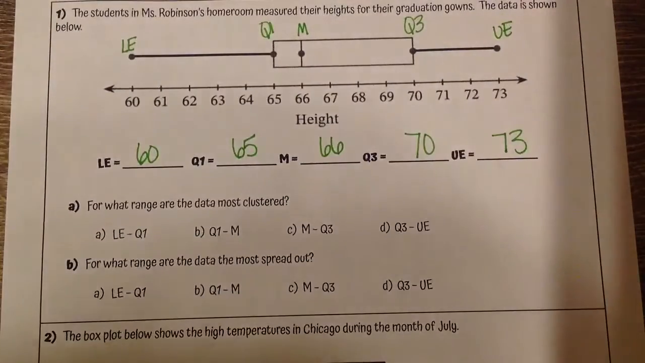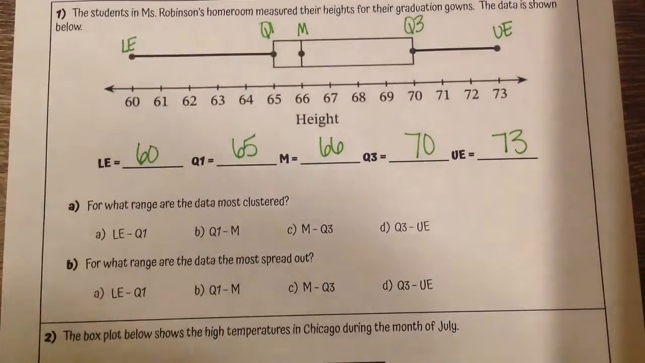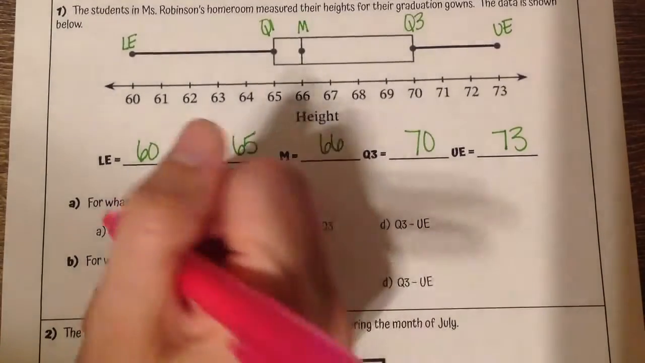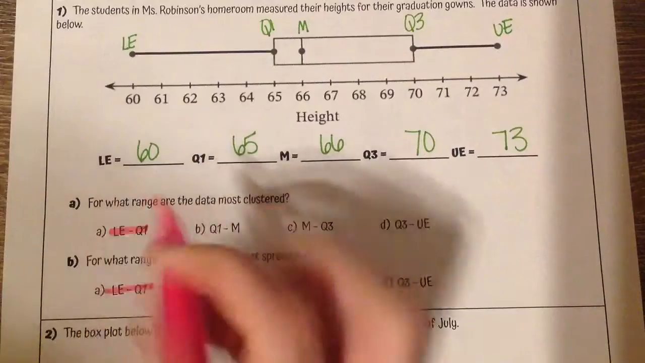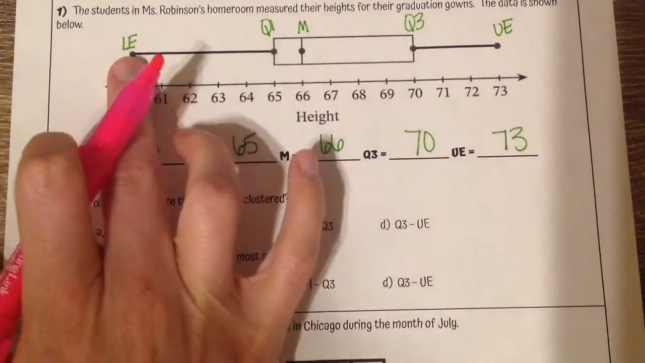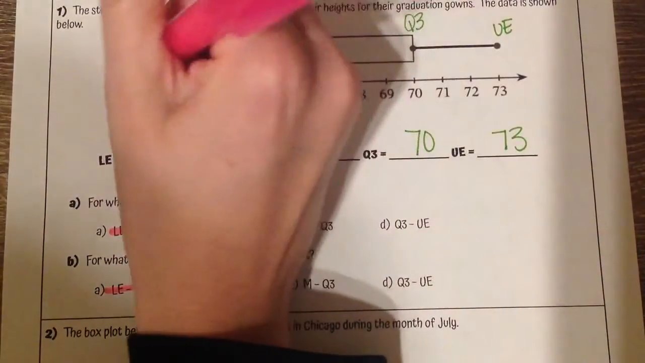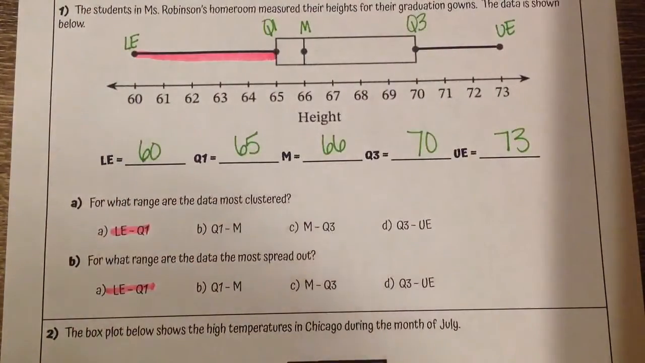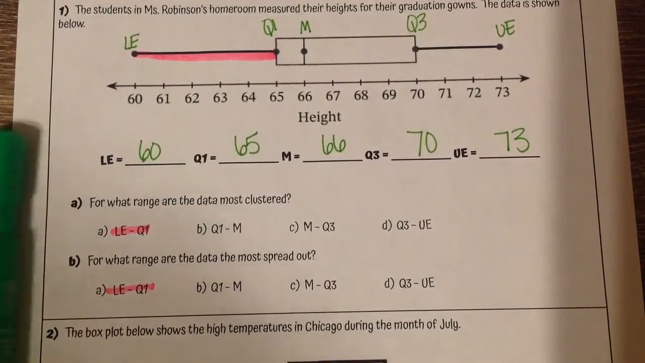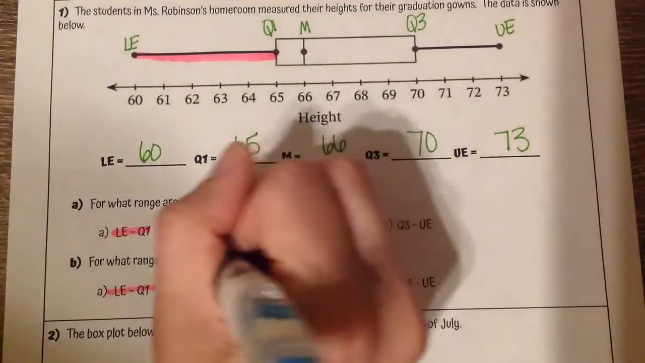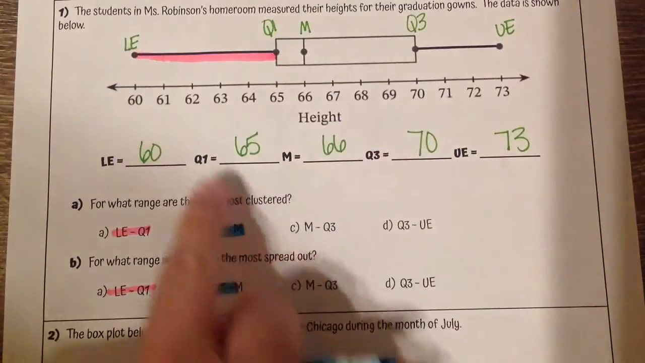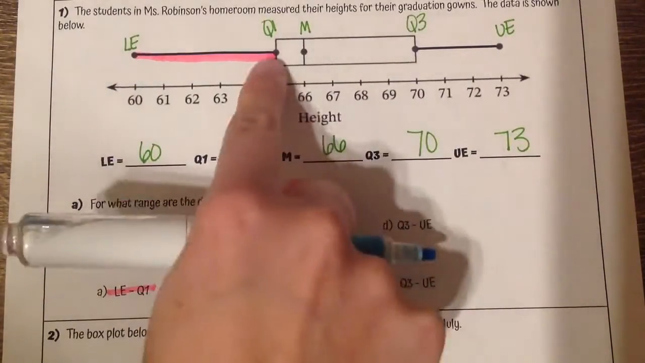So now here's where the highlighting is going to come in. We're looking for these 4 different parts of the graph. So I'm going to highlight this first part that we're looking for, the lower extreme to the Q1. I'm highlighting that in pink. The next range that we are looking at is our Q1 to the median, which is right here, highlighting that in blue.